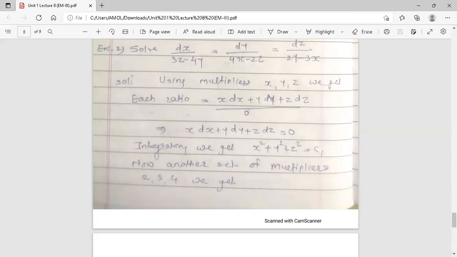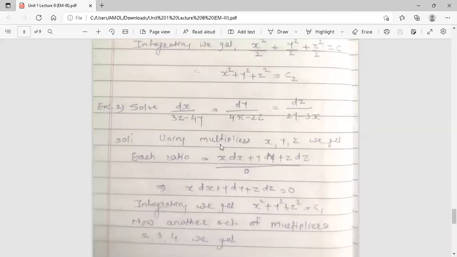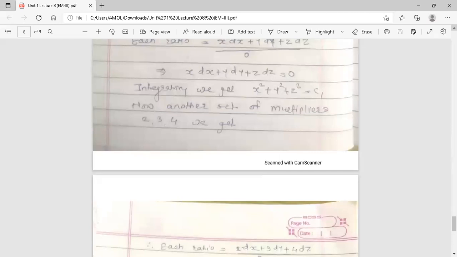Now to get another set of solution, use here the multipliers 2, 3, 4. It is on a trial and error basis. You have to find the set of multipliers with your logic. So if we multiply the first term by 2, the second term by 3, and the third term by 4, and we do the addition of all the denominator terms, then we have the value 0. So this is the second set of multipliers 2, 3, 4.